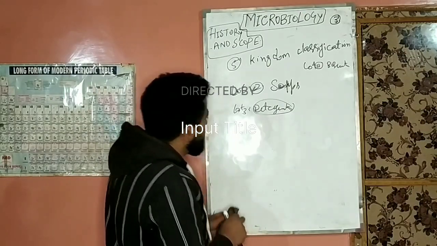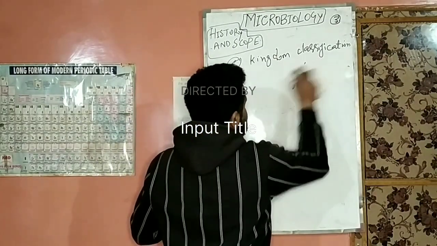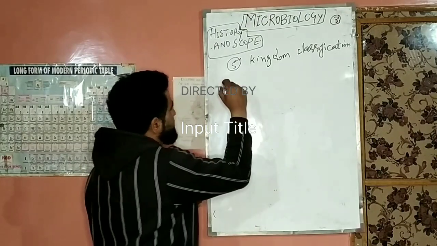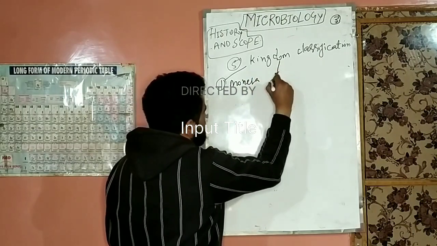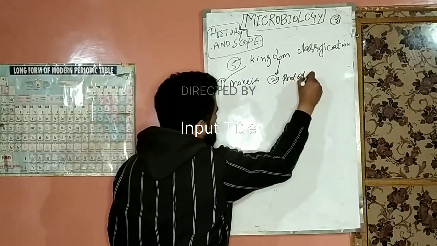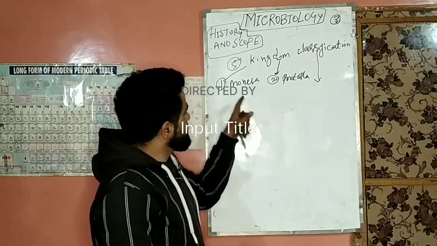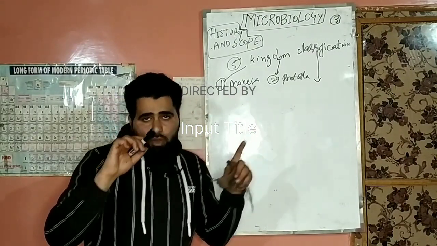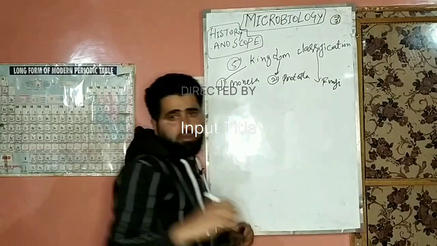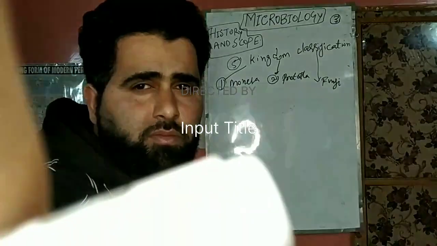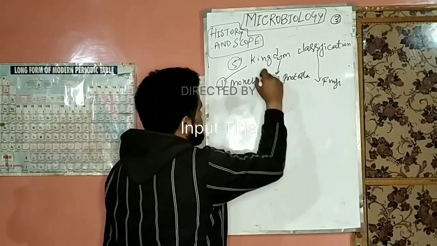In the same way, they came to the conclusion to develop the classification scheme. The 5 kingdom classification: first Monera, second Protista, then Fungi.